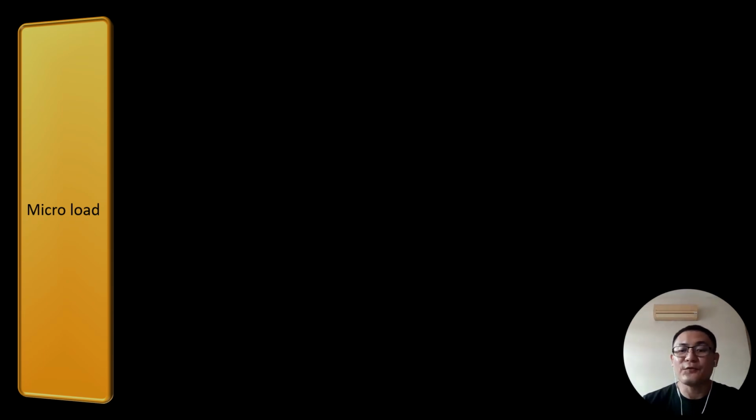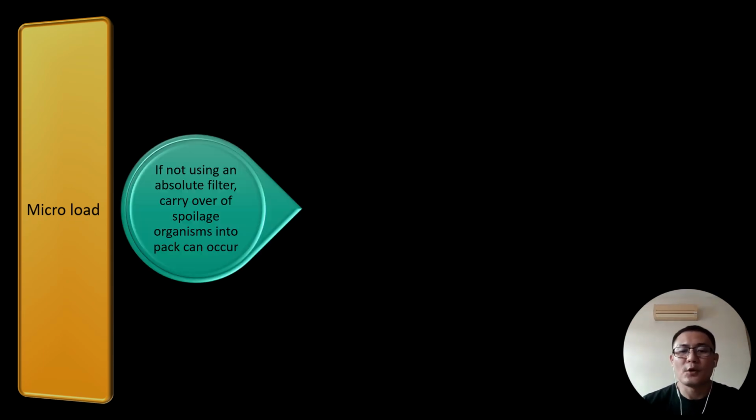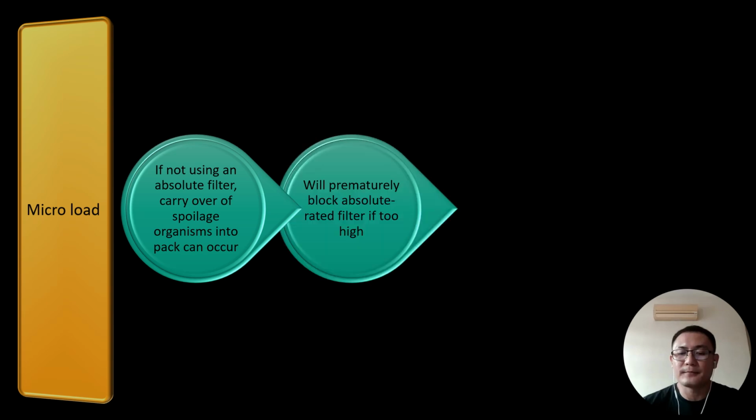Now, let's review from the point of microbe load. We want the sterile filter to be able to remove all microbes in the product. Thus, it is important to use an absolute rated filter to prevent the carryover of spoilage organisms into the pack. As the filter needs to be cleaned periodically, attention is required to the water cleaning system, as the debris inside will prematurely block the sterile filter if the pre-filter of the water cleaning system is not correctly sized.